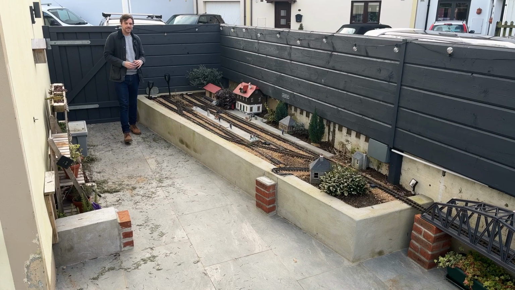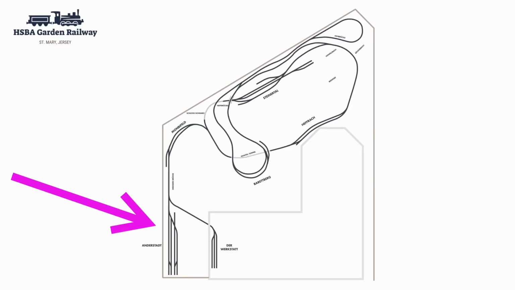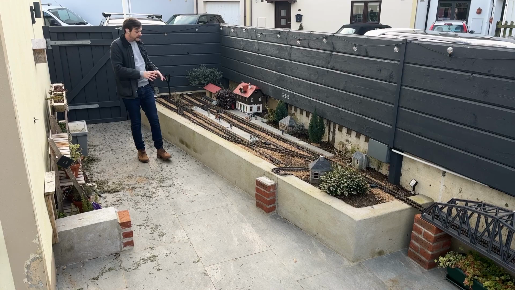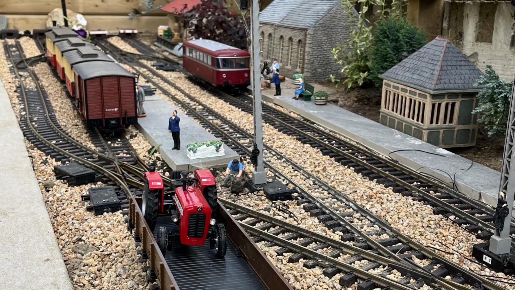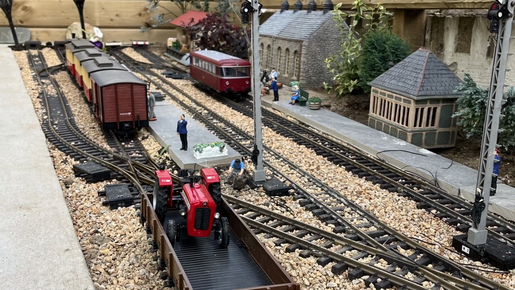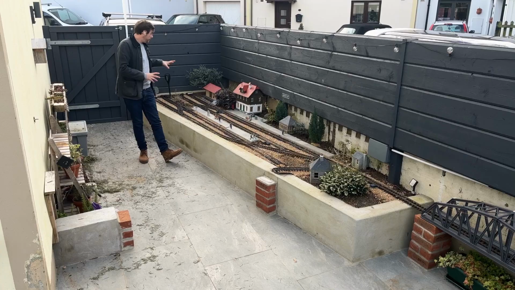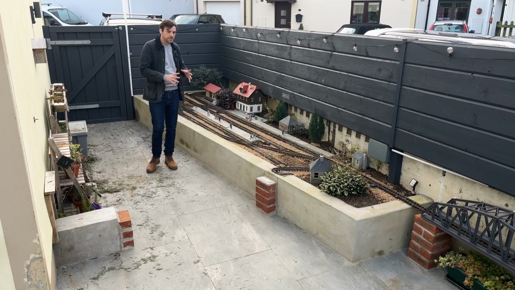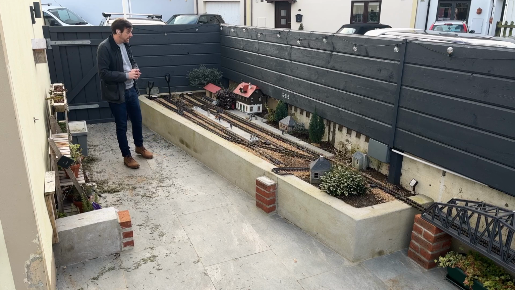So this is Anderstadt station. It's the first station you find when you walk into the garden. It's also the only terminus station. 4 tracks, 3 platforms, a lot of area for storing trains, storing rolling stock, and lots of head shunts and uncoupling ramps to give operational interest.